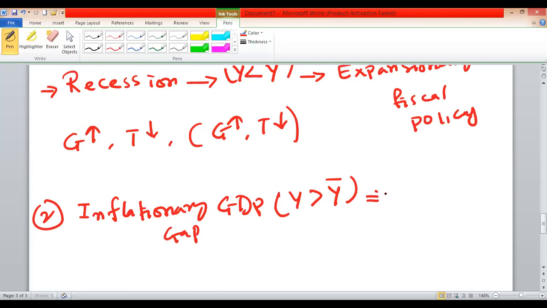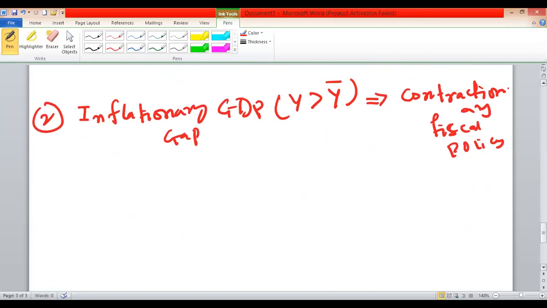To control that inflation, what the government can do is contract the economy by using contractionary fiscal policy. The government can use contractionary fiscal policy to contract the aggregate demand of the economy, right? So this means that the government can cut down its spending, or increase its taxes, or apply a combination of both, meaning spending cut and tax increase.